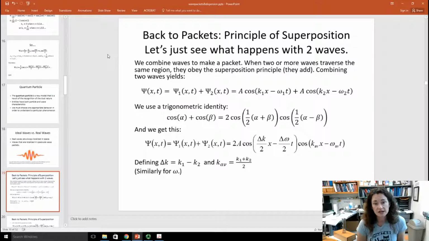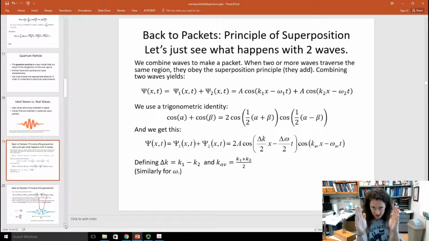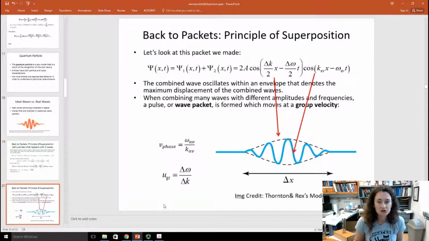Here I'm defining delta k as k1 minus k2, the subtraction of the two wave numbers. Similarly for delta omega, and also k average is (k1 plus k2) over 2, similarly for omega average. Okay? So that's what I get mathematically. Now if I were to plot that out into a little cartoon and just look, say, at one segment of my wave, then it would look like this little cartoon right here.